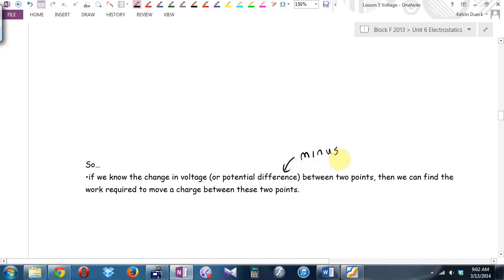What's another word for voltage? Potential difference, that's the archaic electric term for change in voltage, final minus initial. So they'll say, what's the potential difference? What they're really saying is, what's the change in voltage?